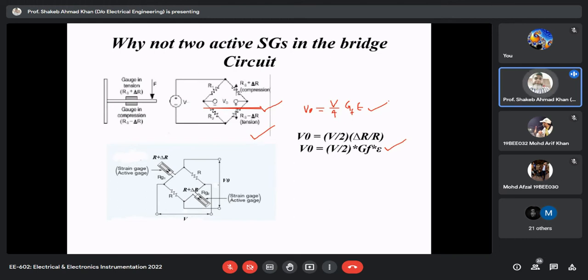For the same strain, this circuit is giving more response. This circuit is giving more response than this circuit. Are you okay with it? Yes.